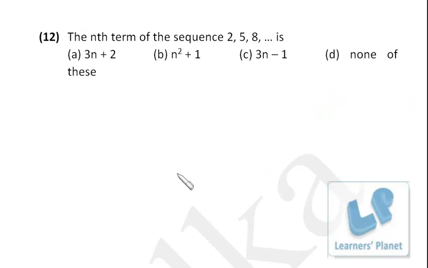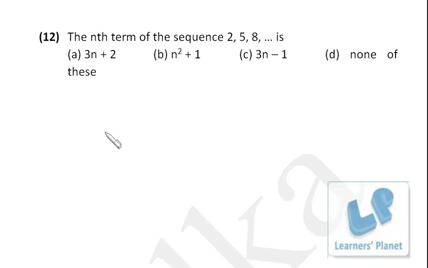Now see this, the nth term of this sequence. When we have this sort of question, you don't have to go for any paperwork. Just listen to me carefully. The nth term is given among the options. If you put n equal to 1, you'll get the first term. If you put n equal to 2, you'll get the second term. If you put n equal to 3, you'll get the third term. So just check the option where n equal to 1 gives 2.